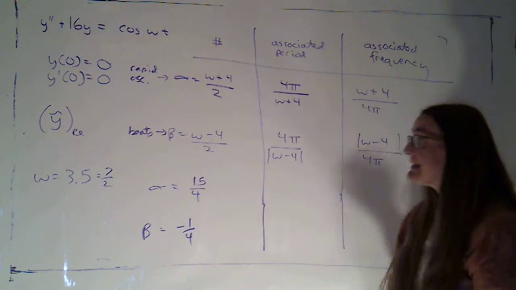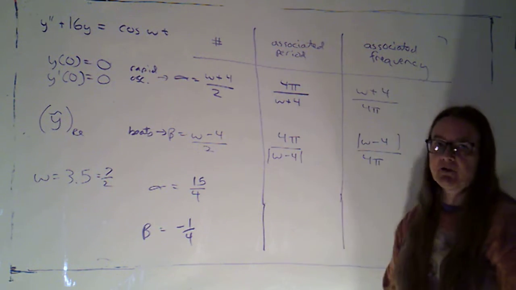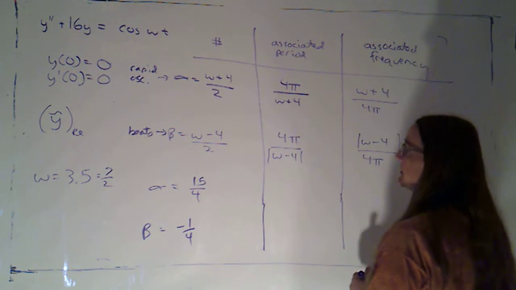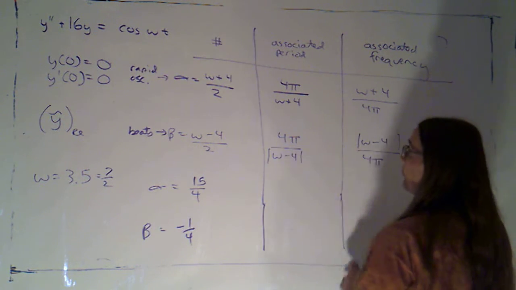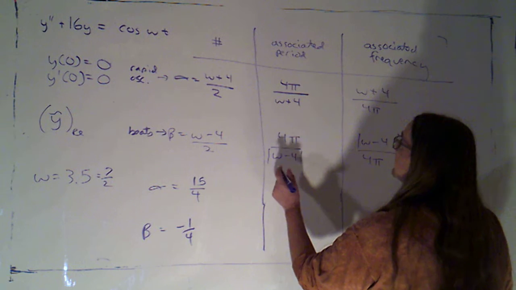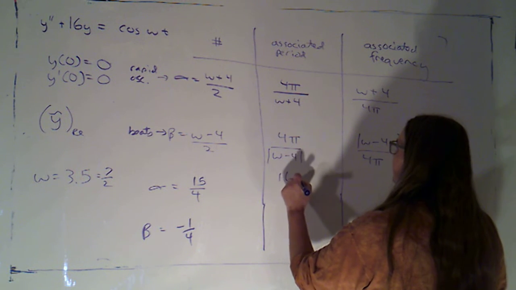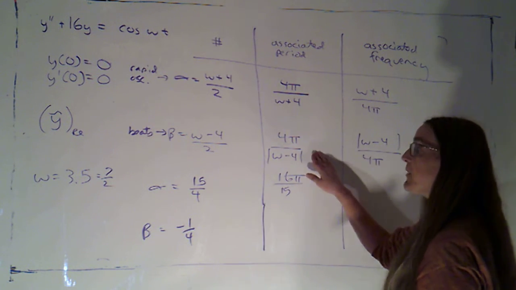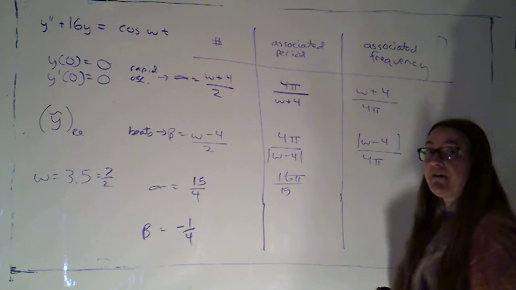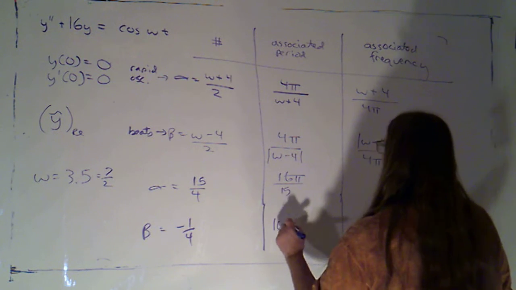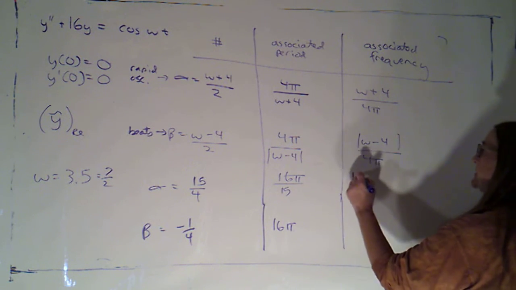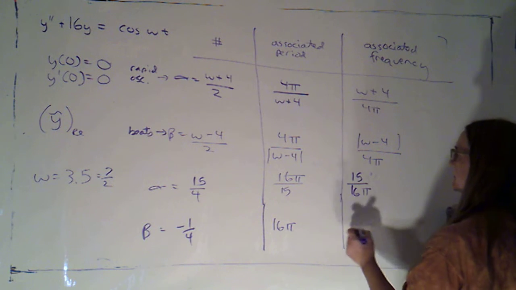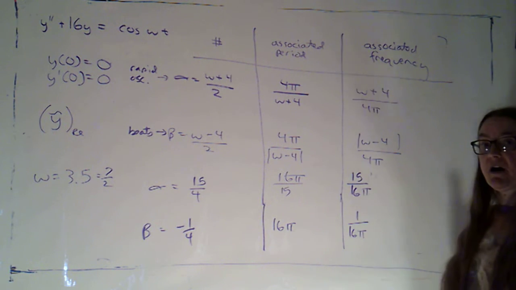Okay. So notice beta is negative in this case, but it's the absolute value that's going to be showing up when we calculate period and associated frequency. Okay. So the period associated with this is just 4 pi divided by 15/4, which is 16 pi over 15. The period associated with this would be 4 pi divided by the absolute value of negative 1/4, which is just 16 pi. The associated frequencies then are the reciprocals, 15 over 16 pi and 1 over 16 pi.